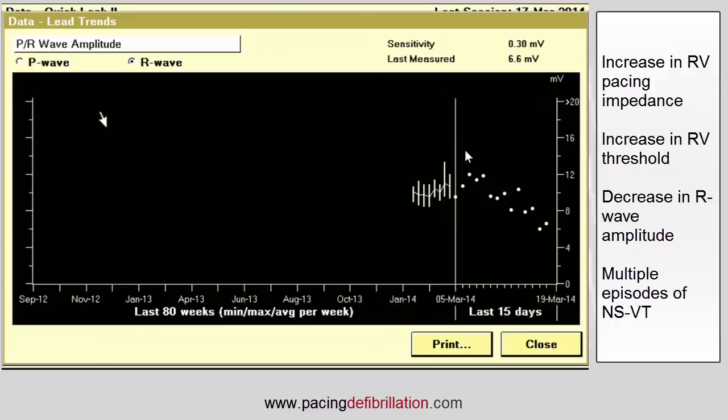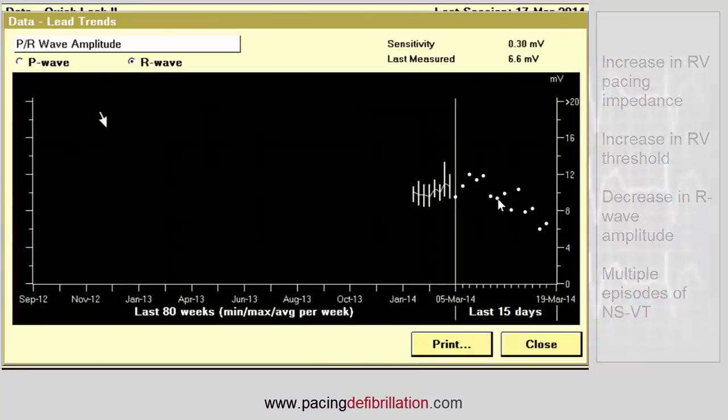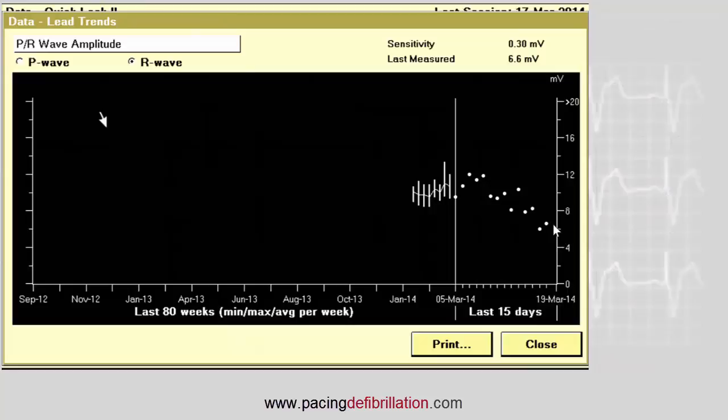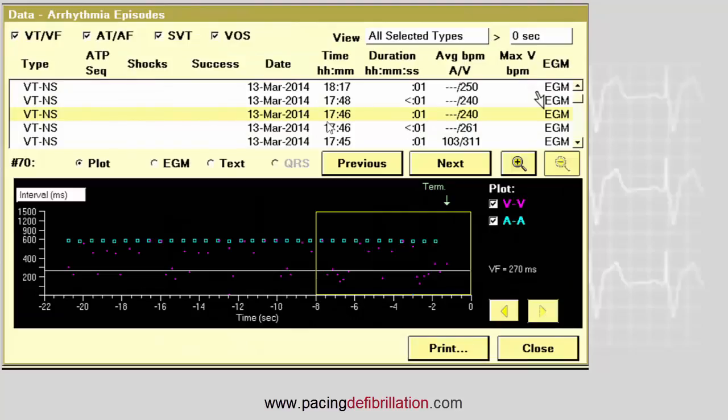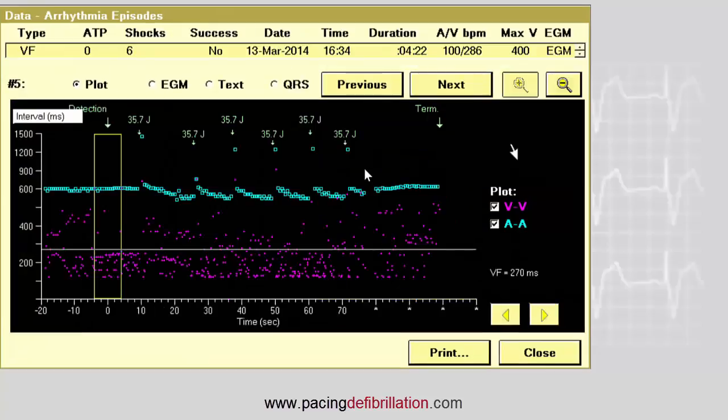You can see also an alteration of the quality of the sensing, with a progressive decrease from 10 millivolts to 5 millivolts. When we look at the memory of the device, we could see that there were multiple episodes diagnosed as non-sustained ventricular tachycardia. There was also in the memory of the device one episode of diagnosed VF, requiring 6 electrical shocks.